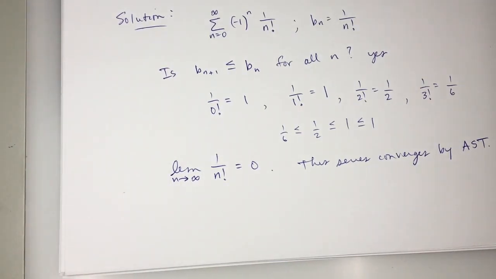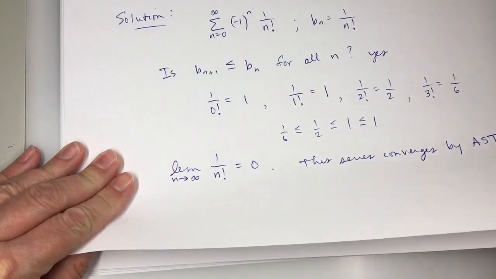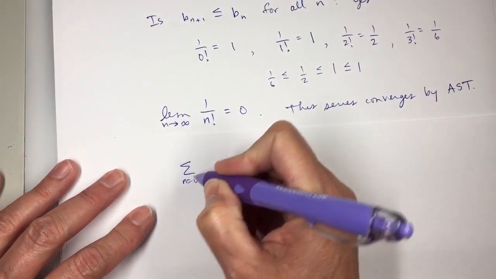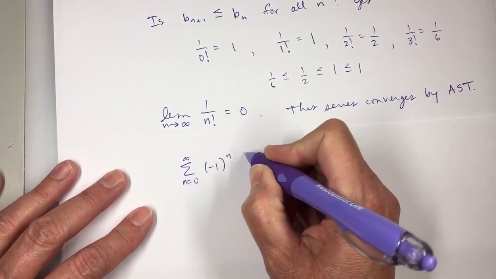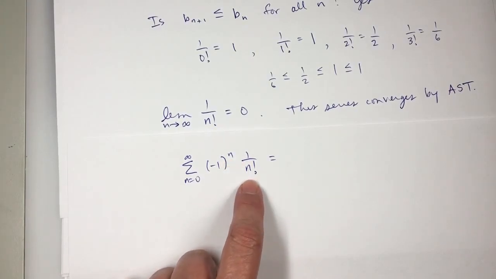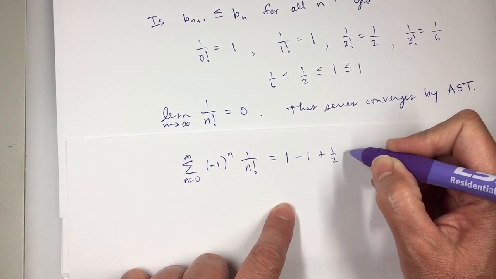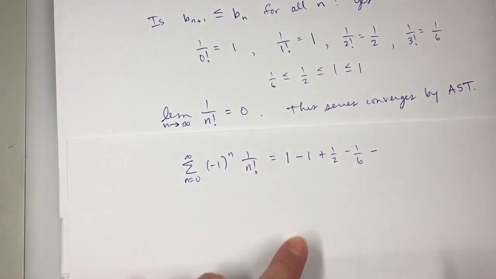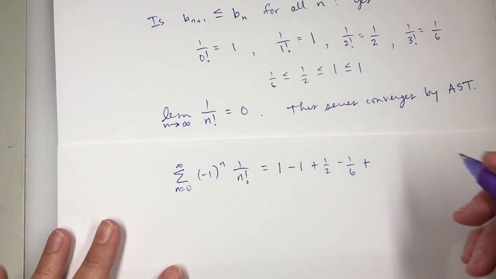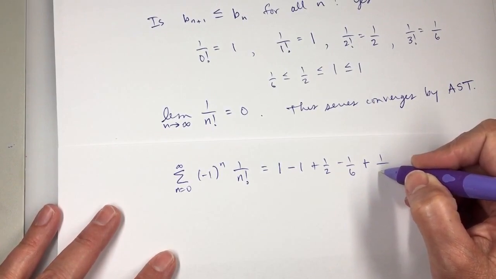So then, if it converged, they want the sum to 3 decimal places. Well, let's write out a few of these. So I'll have the sum, as n starts at 0 and goes to infinity, -1 to the n, 1 over n factorial. -1 to the 0 is positive, so it's going to start off positive 1. 1 minus 1 plus 1/2 minus 1/6, then plus, we got 6 from 3 factorial, so the next one's going to be 4 factorial, would be plus what? 1 over 24?